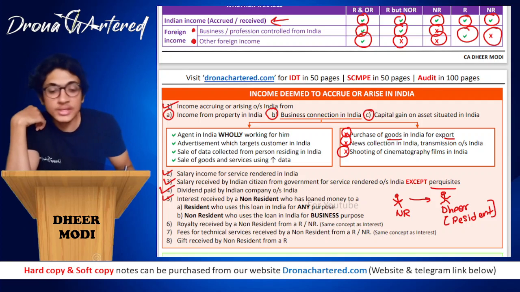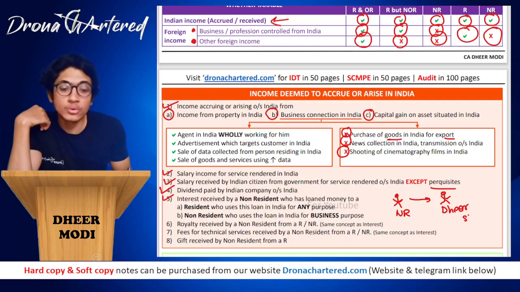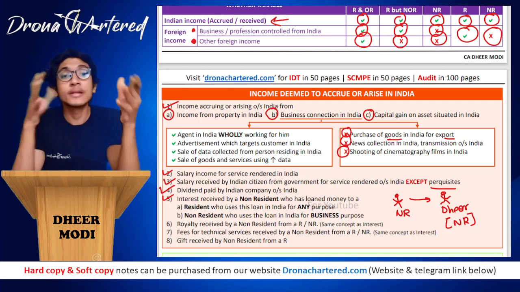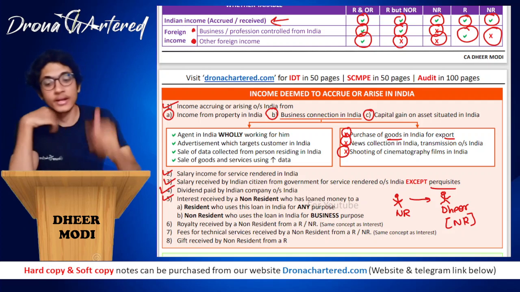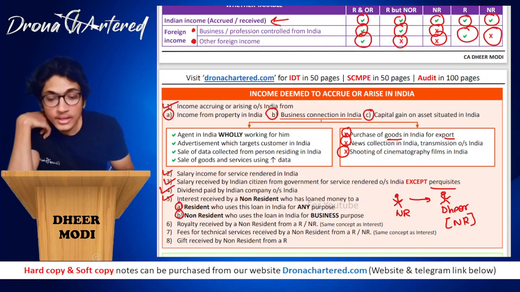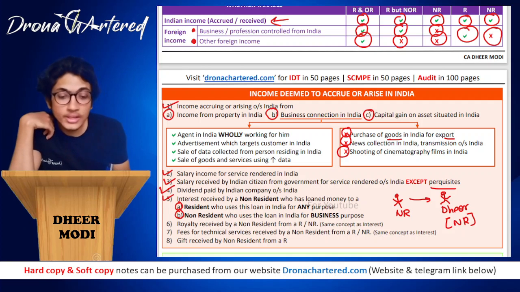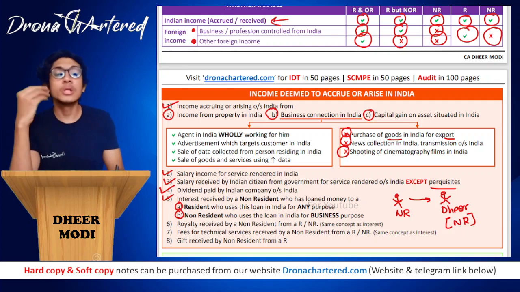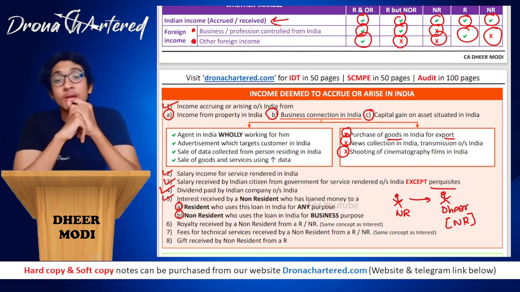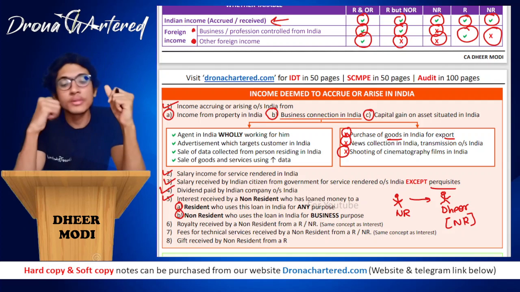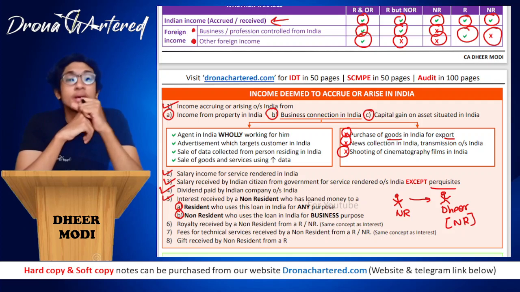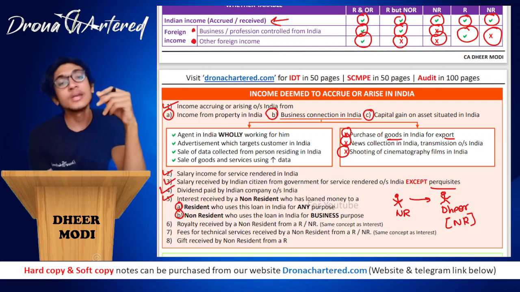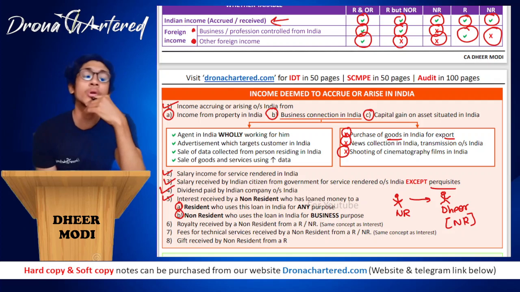Okay, now this was if DHEER is a resident and the loan is used for any purpose. Now, what if DHEER is also an NR? That is, both these transactions are taking place between NR and NR. Okay, so this point we've done. Second, if DHEER is also a non-resident who uses the loan in India for business purpose, only and only if this loan is used for business purpose will this income be taxable to the NR. Only then will the interest that he earns be treated as income deemed to accrue or arise in India.